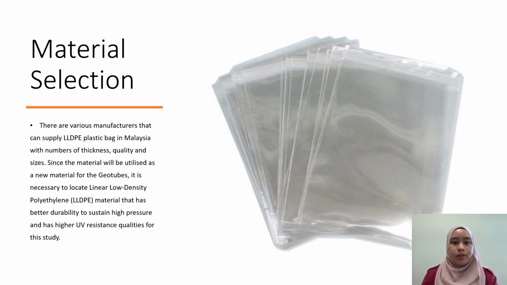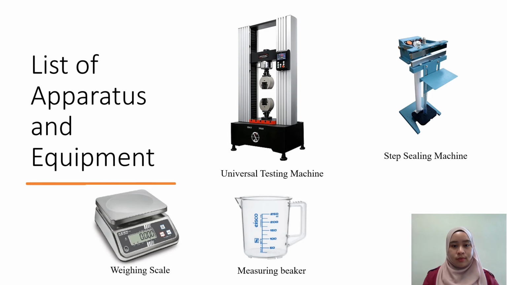In this experiment, 3 samples of LLDPE plastic from different manufacturers with different mechanical properties will be used to compare which LLDPE material has the highest suitability and durability. These are the list of apparatus and equipment that will be used for the tensile test and the water permeability test. Firstly is the universal testing machine. Secondly is the step sealing machine. Thirdly is the measuring beaker, and lastly is the weighing scale.